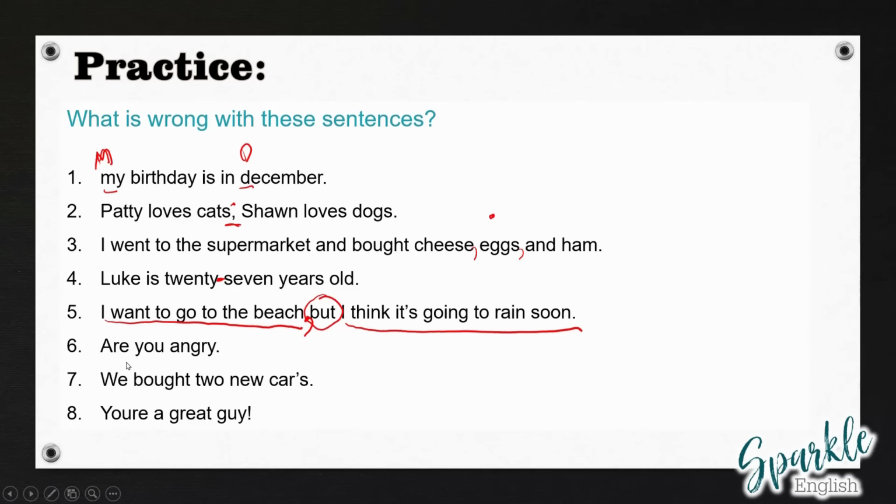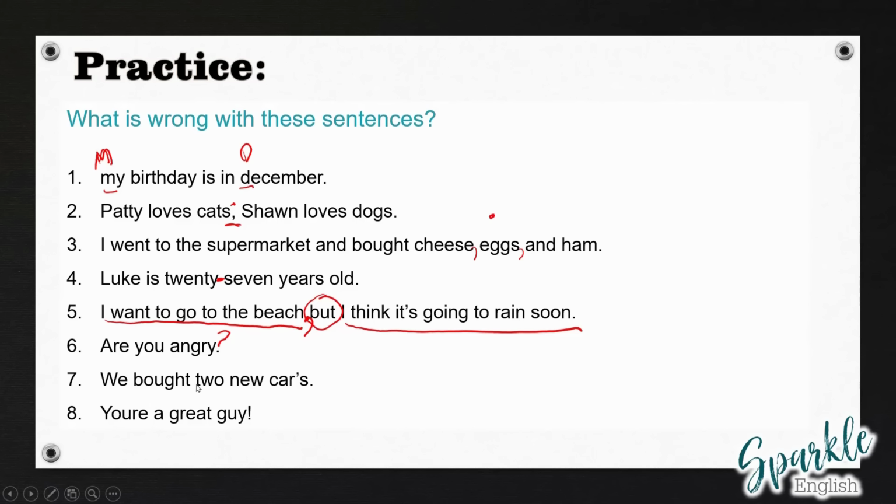Number 6, are you angry? This is a question, so we cannot end this in a period. It's a question. Are you angry? Question mark. If the answer was, I am angry, we would end it with a period. But this is a question.